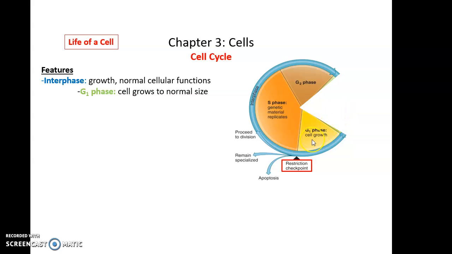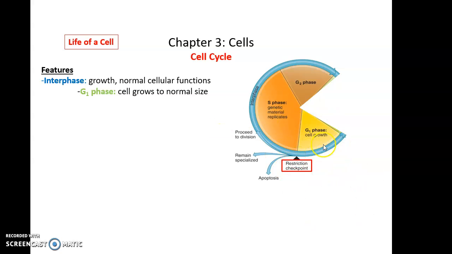Say a cell is just newly formed, that new cell will start off in the G1 phase. G1 phase is a growth phase. When cells are newly produced, they're usually a little smaller than normal. So during the G1 phase, they grow to the size and shape they're supposed to be.